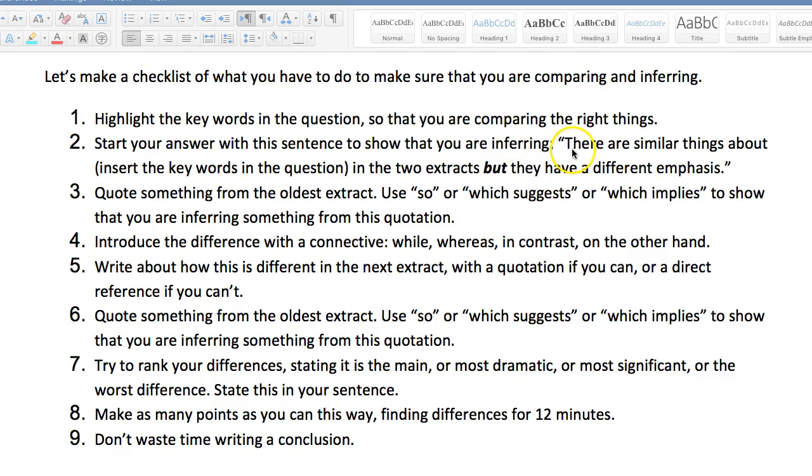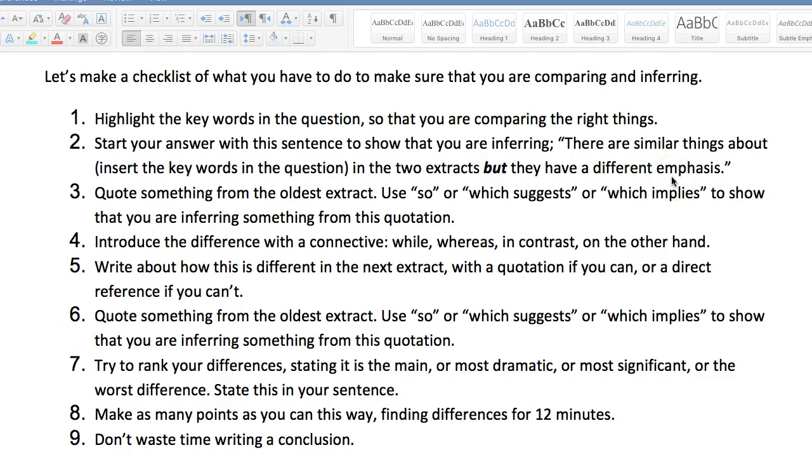So the easy way to do that is always start with this sentence. There are similar things about, and then you insert whatever the key words of the questions are, in the two extracts, but they have a different emphasis. And do you remember emphasis was that word that was taking you into band 4? So as soon as you write that, it tells the examiner you've seen things that are different and things that are similar. That shows that you've got a great understanding of both extracts.